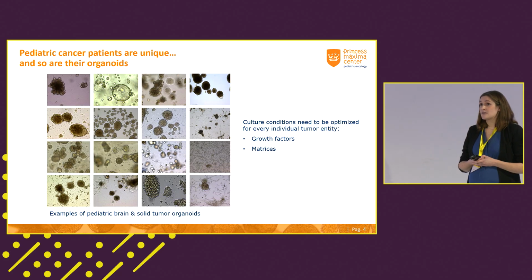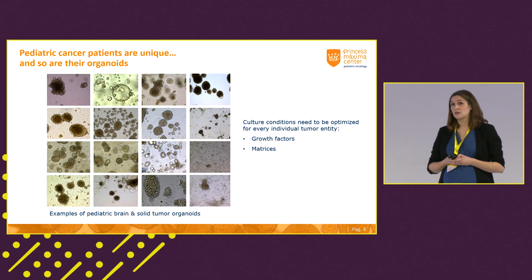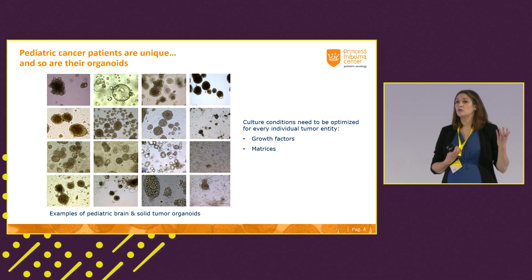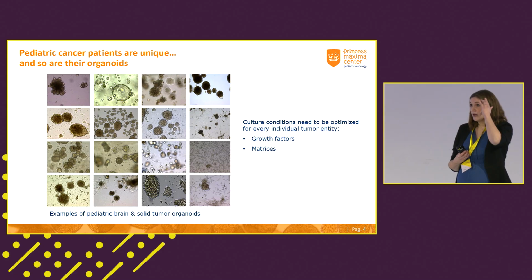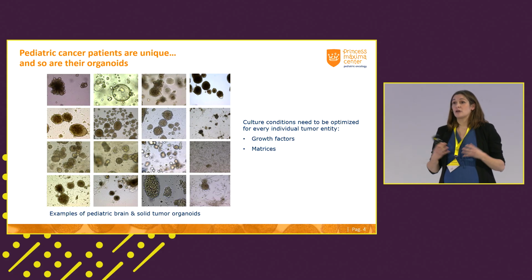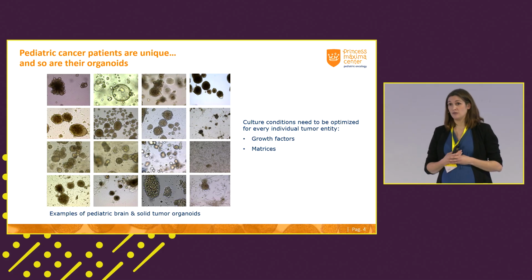For pediatric cancers, this is a bit different because we have a lot of sarcomas, we have a lot of neural tumors, and we now know that these can really need a different type of growth conditions. And we also know that we need to optimize these growth conditions for every individual tumor type.